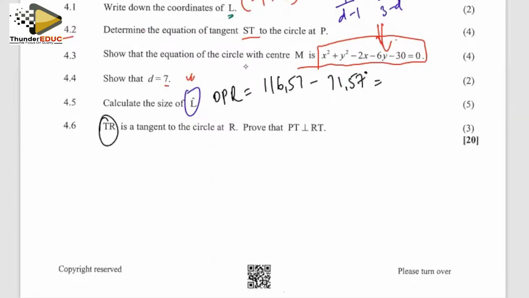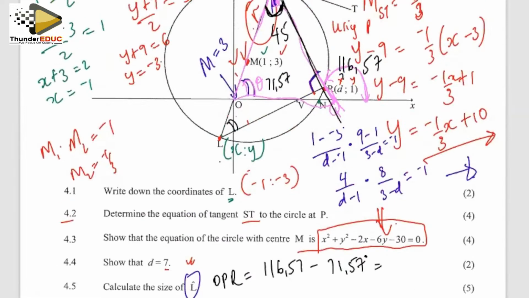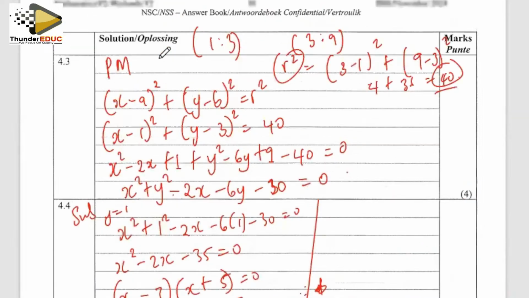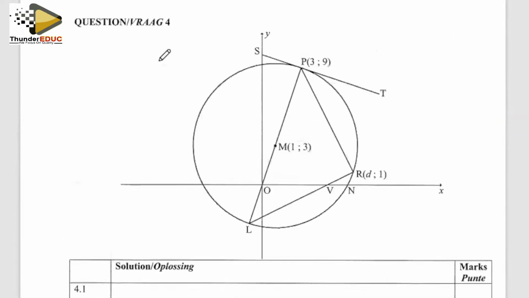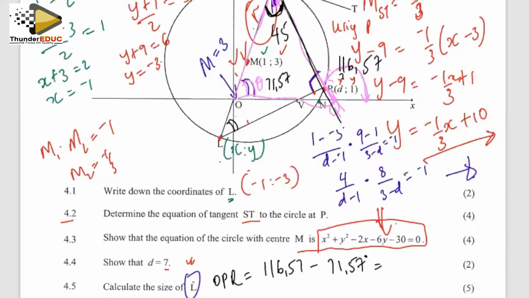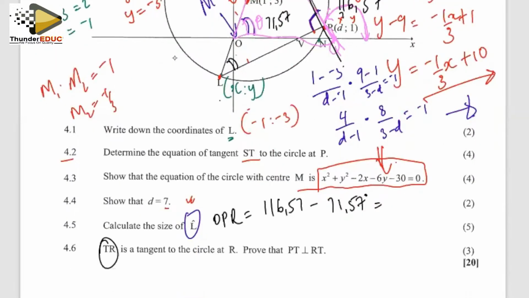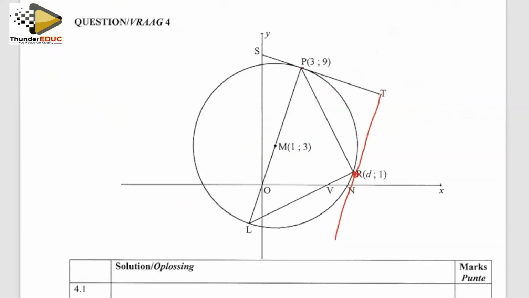Then TR is a tangent. This one is now crowded. Let's use this side. They're telling us that TR is a tangent. Okay, let's just sketch it that way. Okay. So if TR is a tangent at R, can we prove that PT is perpendicular to RT? Can we prove that PT is perpendicular to RT? In other words, we must prove that there is a 90 degree there.